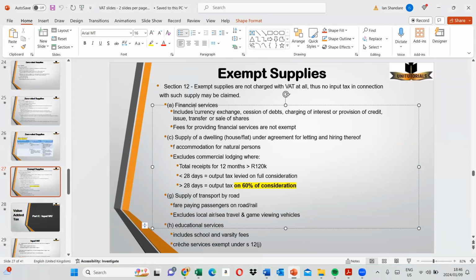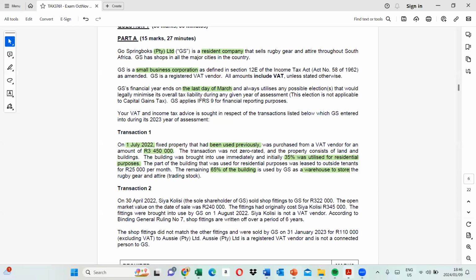You run through this. You need to understand these: financial services, supply of dwelling, which is just accommodation, transport by road, and educational services, referring to the fees that you pay. These are exempt supplies. In other words, there is no VAT levied at all. So when you're studying, these are the kind of things you need to pay attention to. So you saw that this accommodation is actually exempt from VAT. So there's no VAT in this regard.